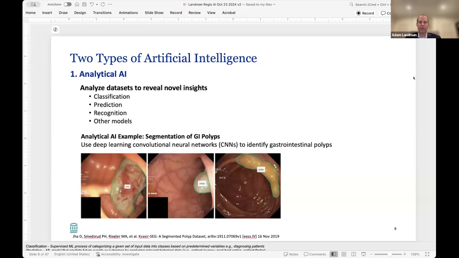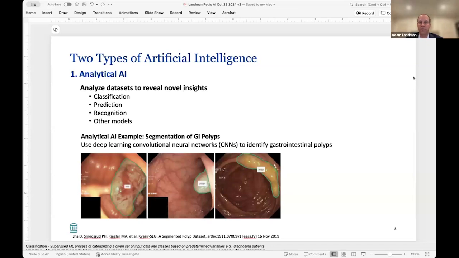This is an example of a convolutional neural network. That's one of those computational techniques, a type of AI. It's an analytical technique. And what these algorithms are able to do is, as you can see, the images are from a colonoscopy. The AI is actually identifying where possible polyps are. So the AI is drawing that green outline around the possible polyps.